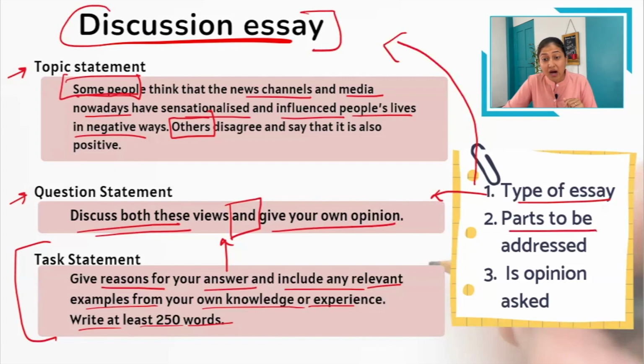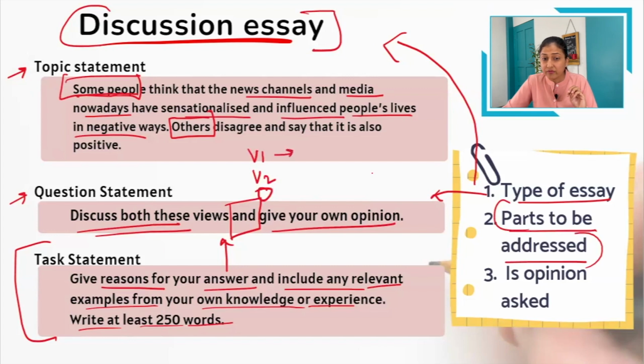Number 2, parts to be addressed. What do we look at when we have to think about different parts which we are supposed to address? So we are now at this stage, we are just identifying the parts. Okay. So what all should I read to identify the parts to be addressed? 2 statements, topic statement and question statement. So when we read this, we see that there are 3 things that you have to do. View 1, view 2 and opinion.